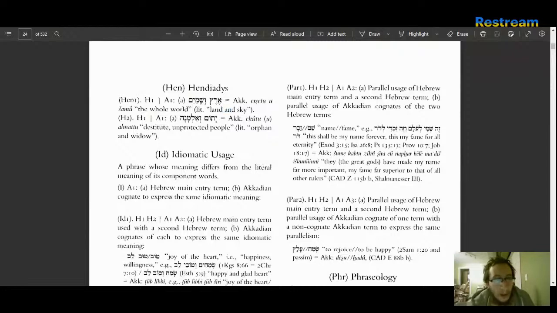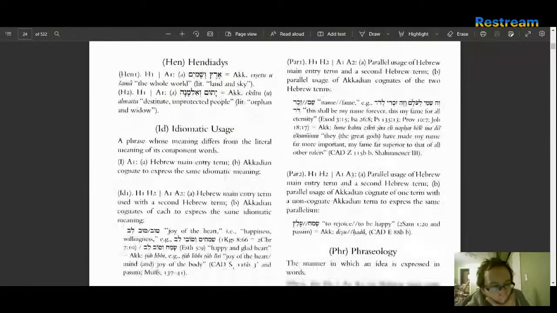Okay, so what this is saying is that there's two different words to make a phrase, and the phrase is understood to mean a certain thing, but the literal meaning is something else. So like, the phrase is being used to mean the whole world, but the literal meaning is land and sky.